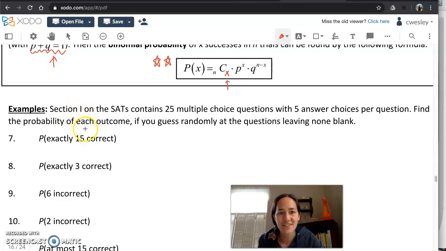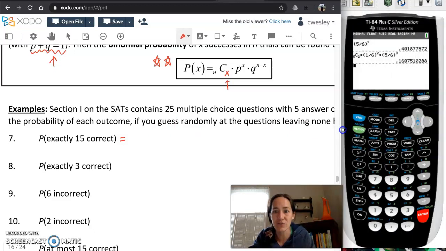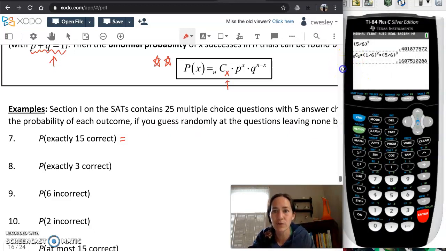Section 1 on the SATs has 25 multiple choice questions. There are 5 answer choices per question. Find the probability of each outcome. Do you consider this situation to be binomial? And I hope so. It's binomial because either you're going to get a question right or you're going to get a question wrong, right? There's 5 answer choices per question.